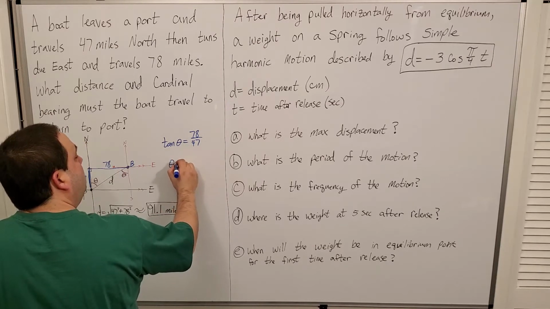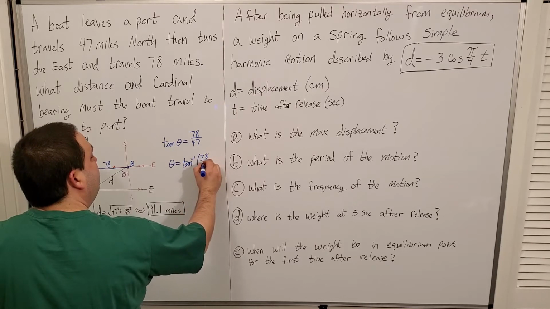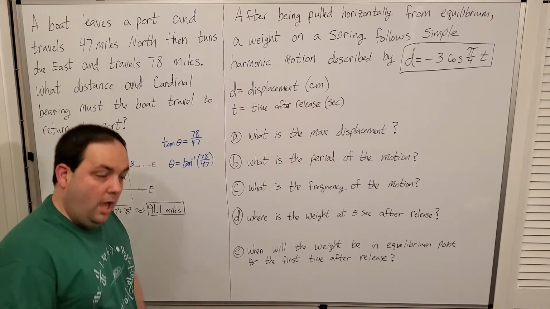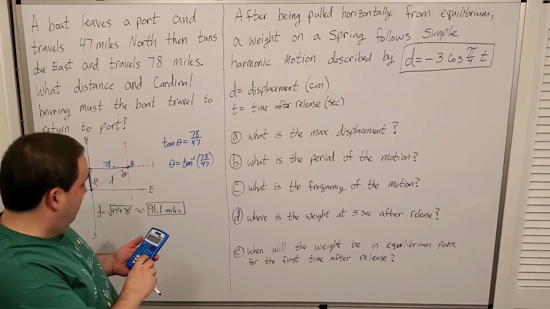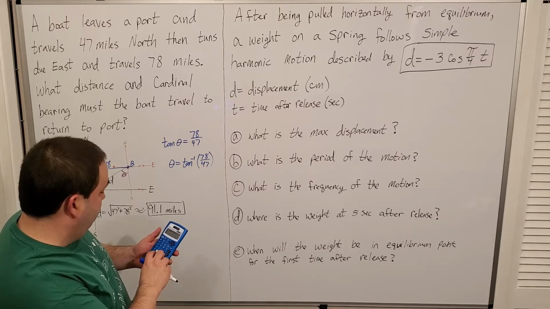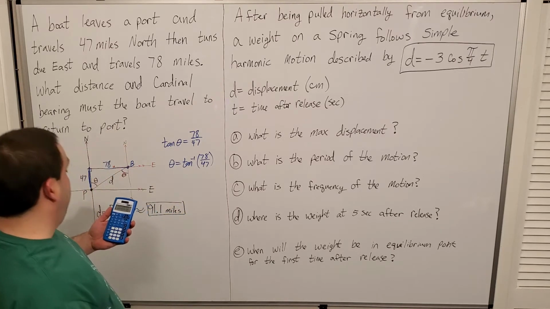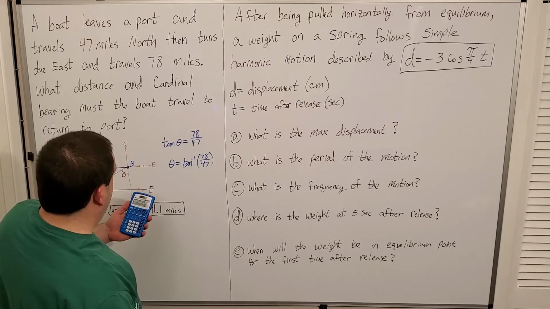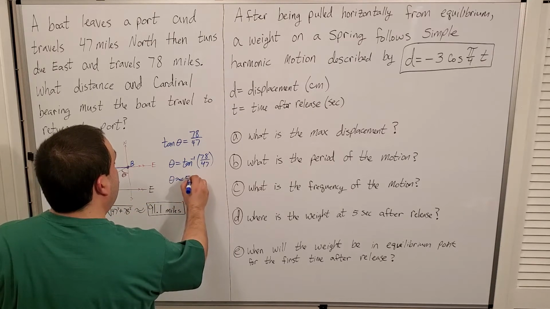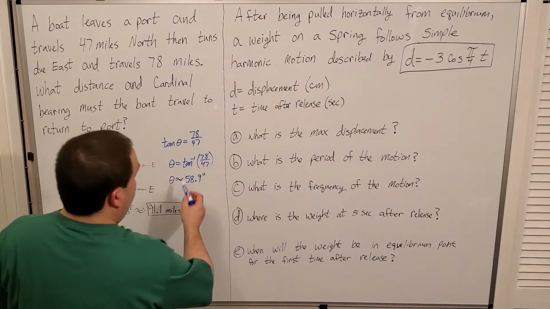Therefore, my theta is the inverse tangent of 78 over 47, which I again have to punch up in my handy dandy time saver here. Inverse tangent 78 over 47 is 58.93. Let's just say 58.9 degrees. So theta is approximately 58.9 degrees. That's not the answer.